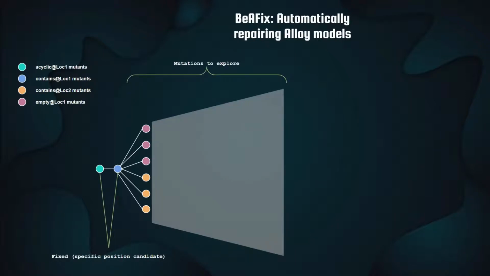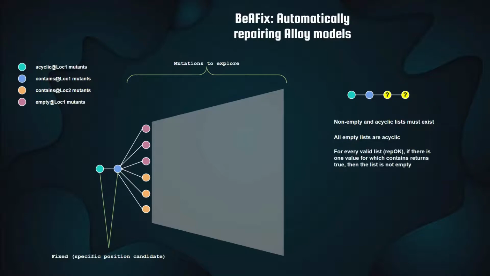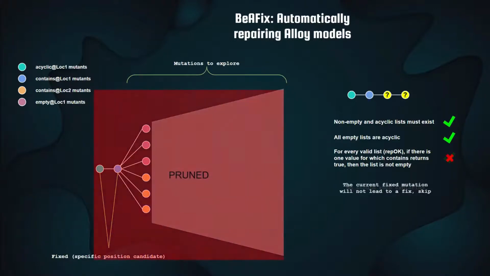One way to avoid some candidates will be taking the expressions yet to be mutated, the second expression of contains and the one in empty, and ask if there is some expression for each one of those that could be used to satisfy all properties. If this can be done, the exploration will continue. If not, then the fixed part of the candidate can never lead to a repair.